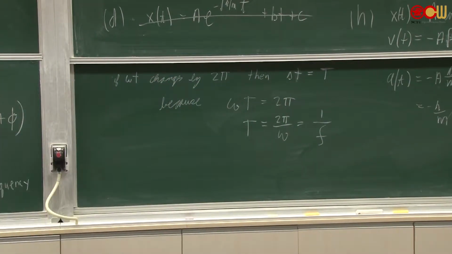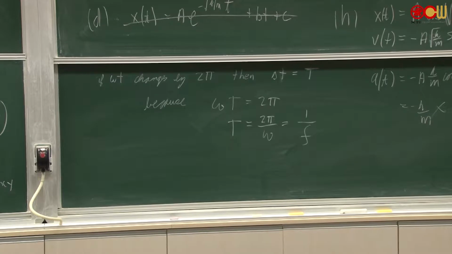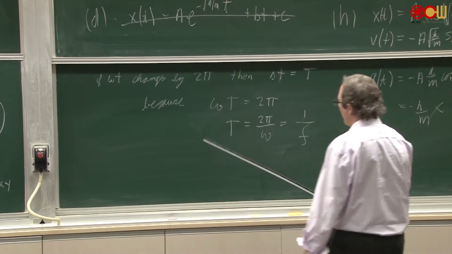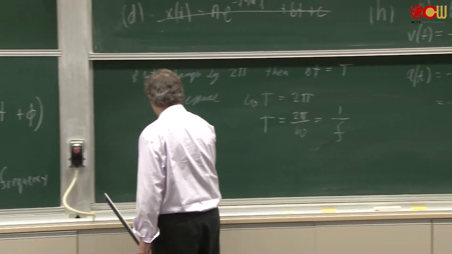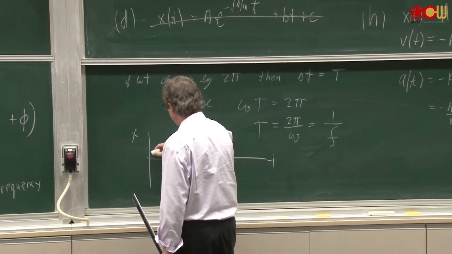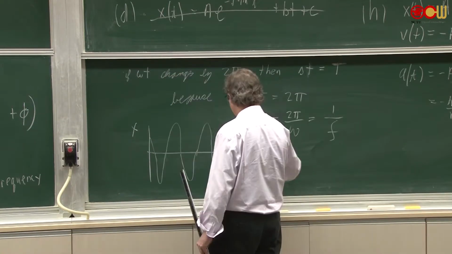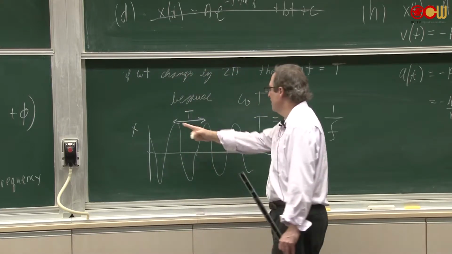Sometimes you're given the angular frequency, omega. Sometimes you're given the period T. Sometimes you're given the frequency f. They're all different, but they're all related. All you have to do is remember this. So on a plot, if I plotted x versus time, I might get something like this. This is the period T. Right, so that's the period T.